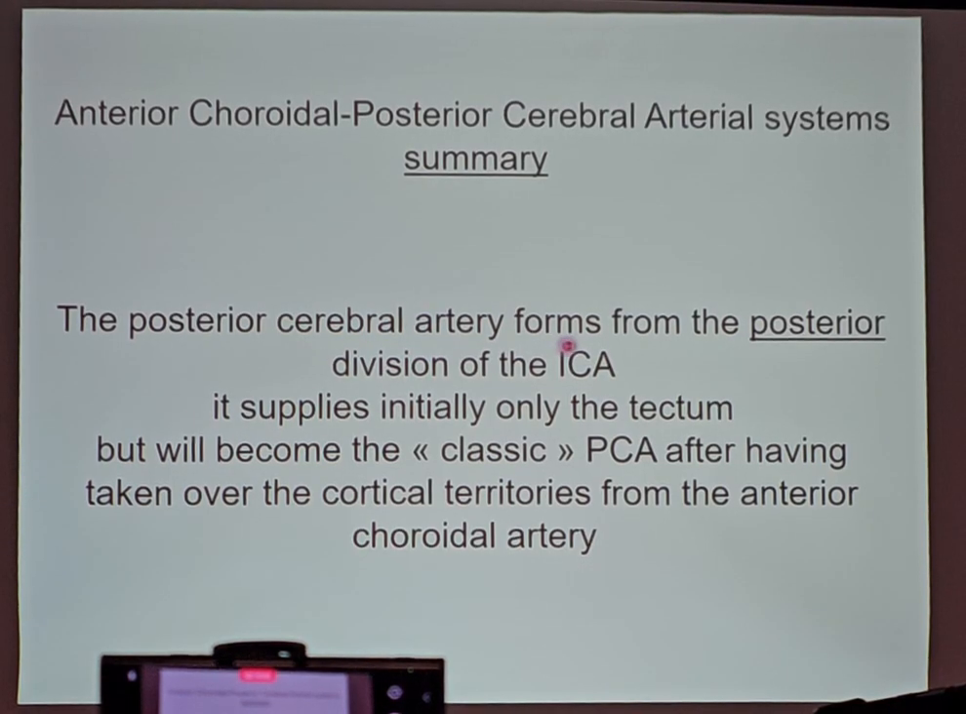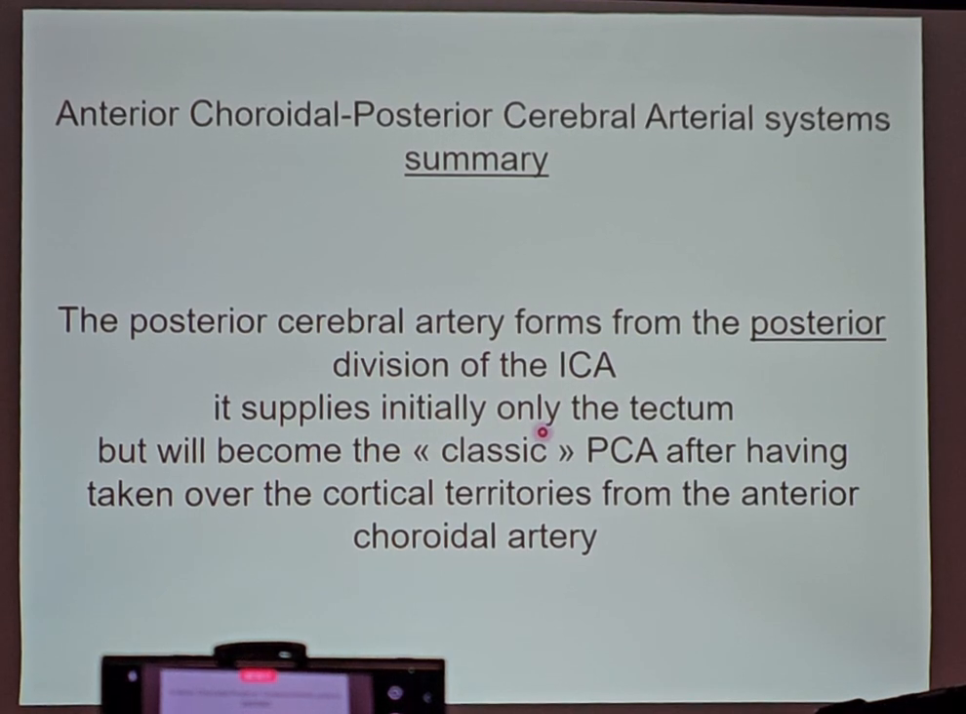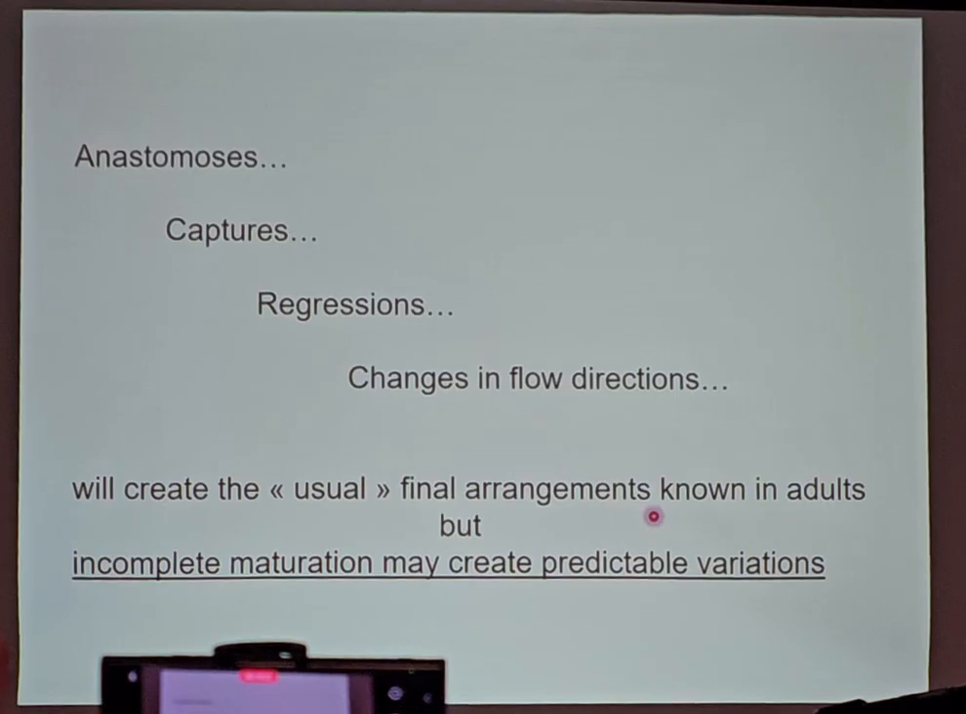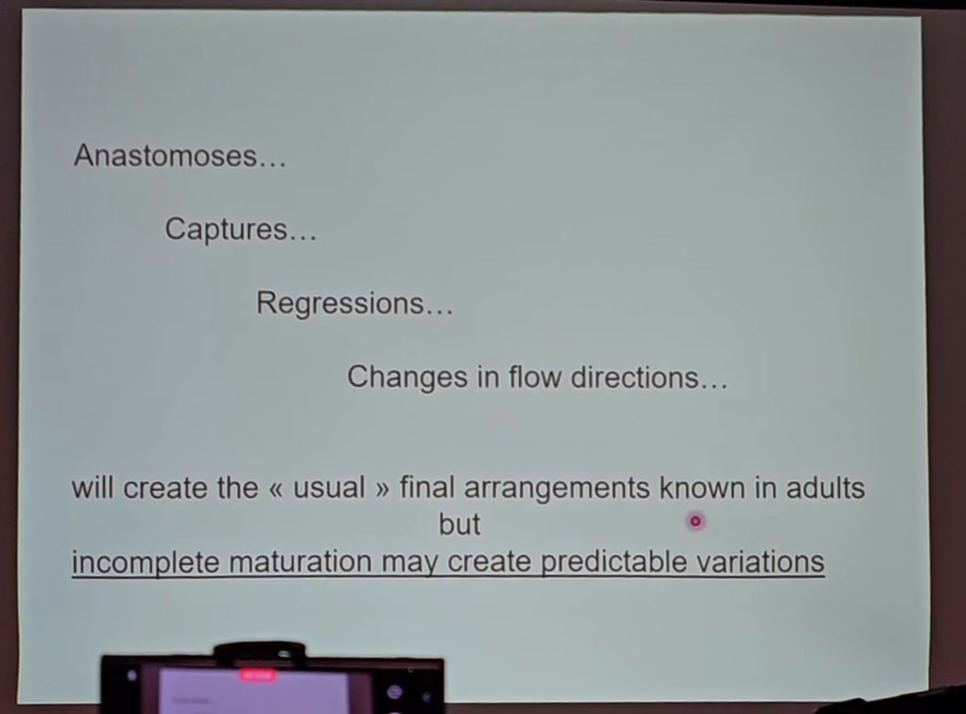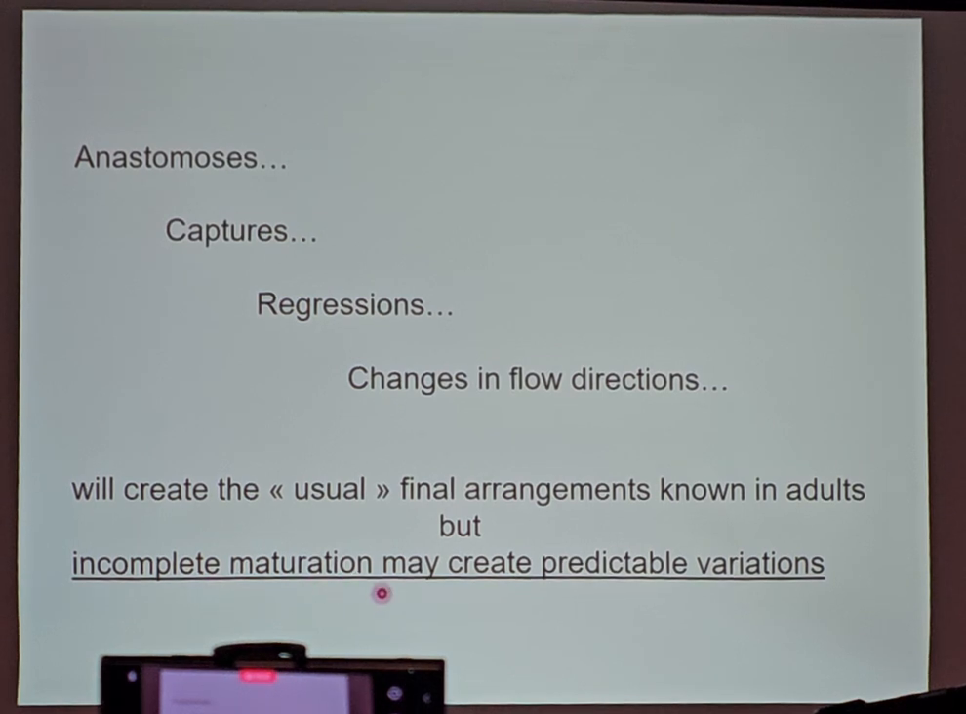The posterior cerebral artery forms from the posterior division of the internal carotid artery. It supplies initially only the tectum, but will become the classic posterior cerebral artery after having taken over the cortical territories from the anterior choroidal arterial system. So it's an evolution based on anastomoses, captures, regressions, and changes in flow directions that will eventually create, in most people, the majority of us, the usual final arrangement known in adults. But incomplete maturation may create predictable variations. Thank you.